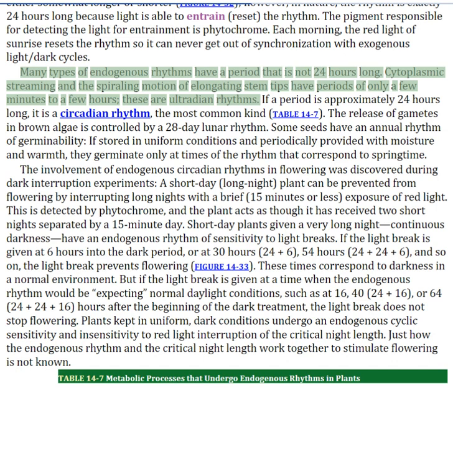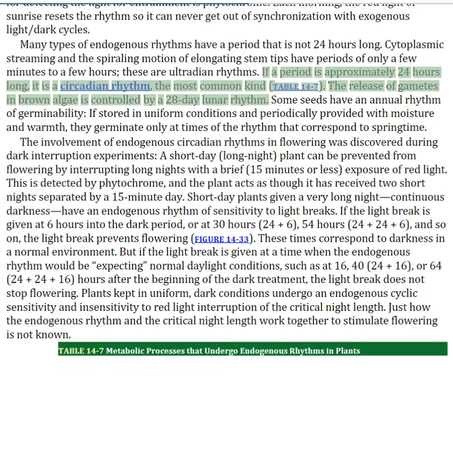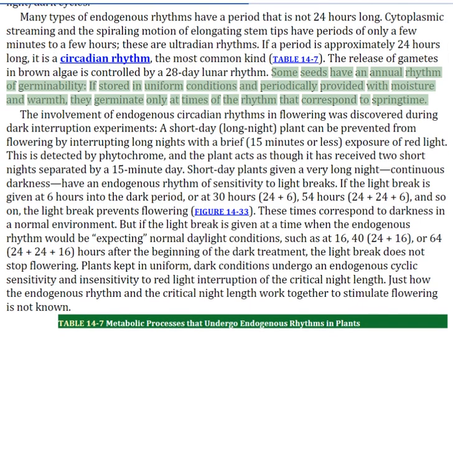Many types of endogenous rhythms have a period that is not 24 hours long. Cytoplasmic streaming and the spiraling motion of elongating stem tips have periods of only a few minutes to a few hours. These are ultradian rhythms. If a period is approximately 24 hours long, it is a circadian rhythm, the most common kind. The release of gametes in brown algae is controlled by a 28-day lunar rhythm. Some seeds have an annual rhythm of germinability.